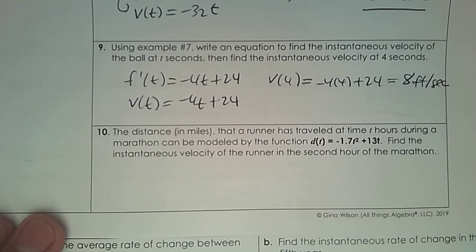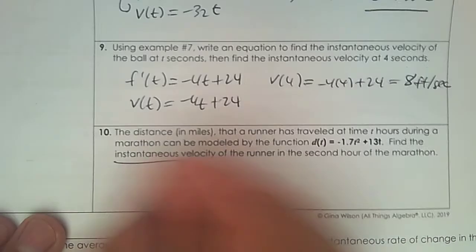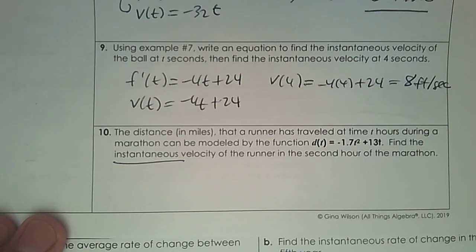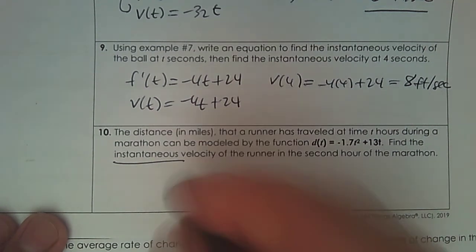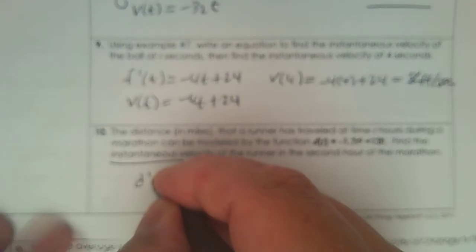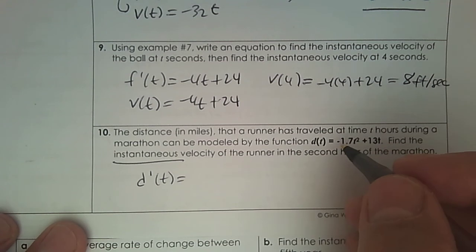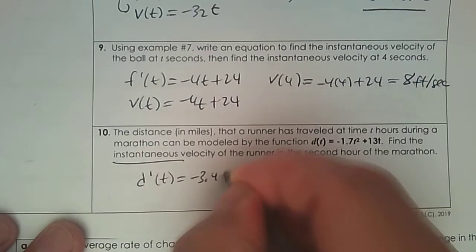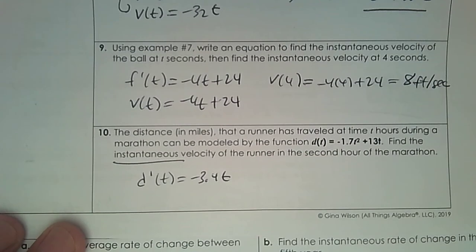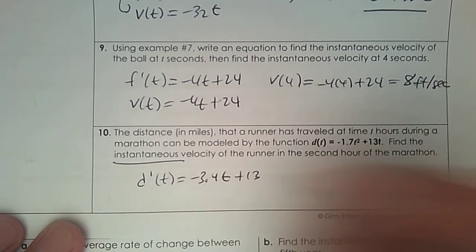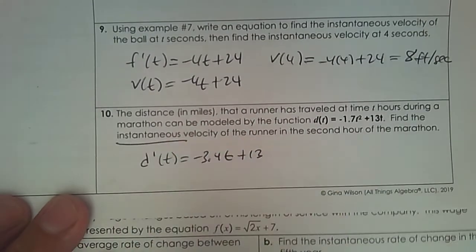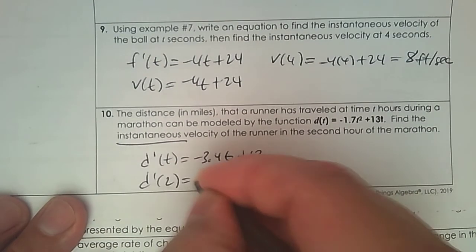10. The distance in miles that a runner has traveled at a time t hours during a marathon can be modeled by that. Find the instantaneous velocity. That's the key word to know it's calculus. In the second hour of the marathon, and t represents hours. So first, the distance or position, we need to take the derivative of that. So 2 times negative 1.7, that's negative 3.4t. And then 13t, the derivative is just 13. So there's the derivative. The second hour means we plug in 2.